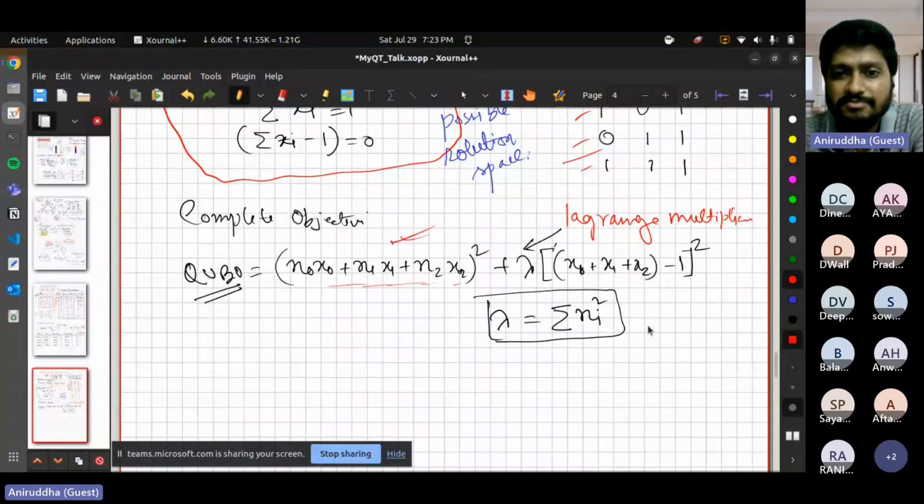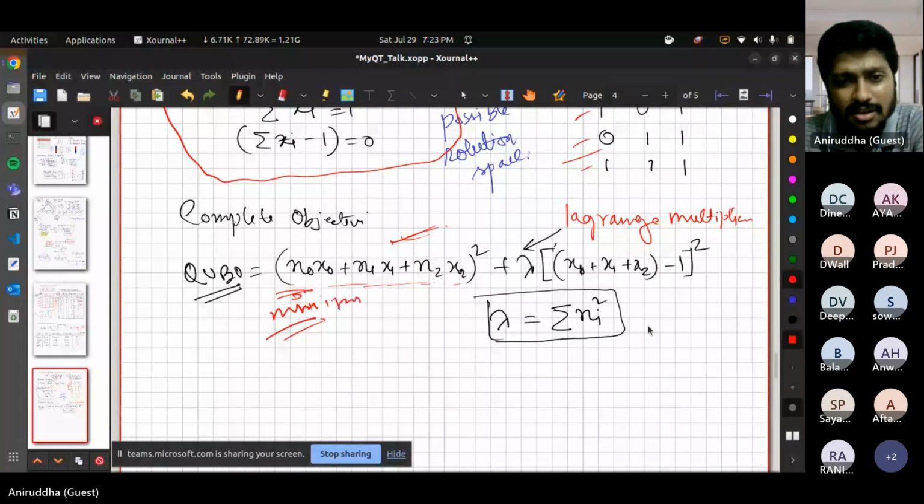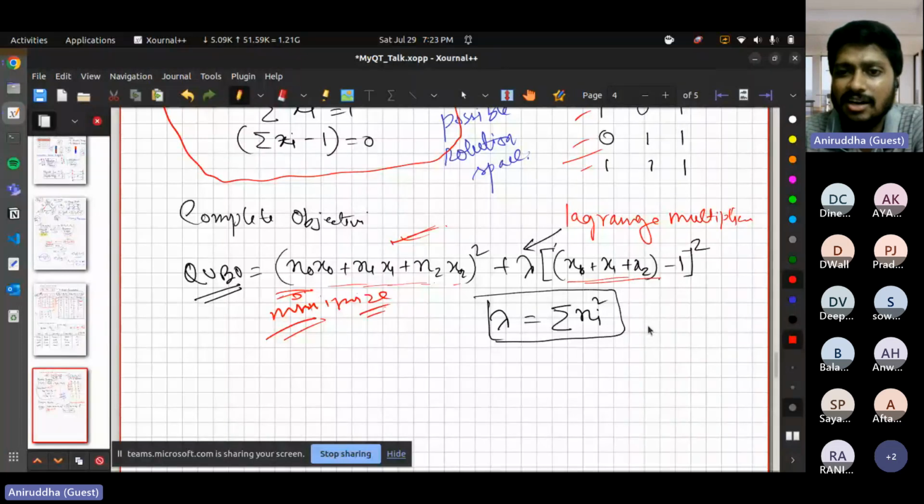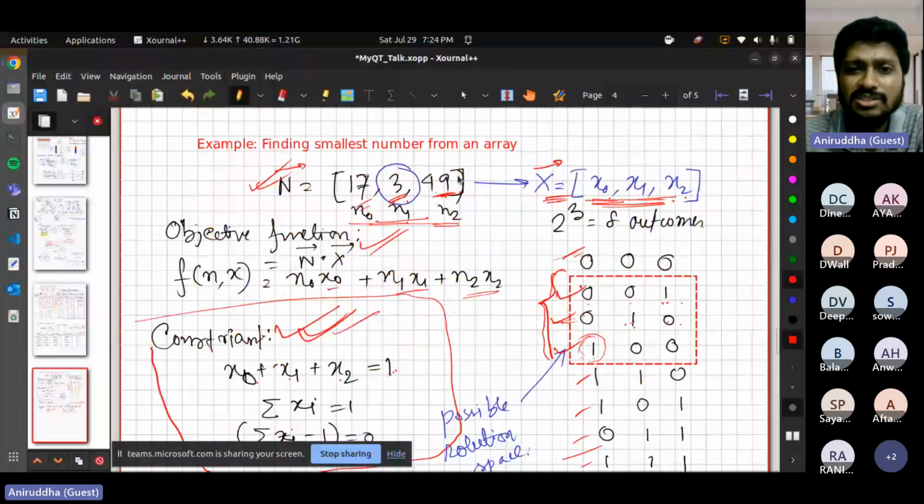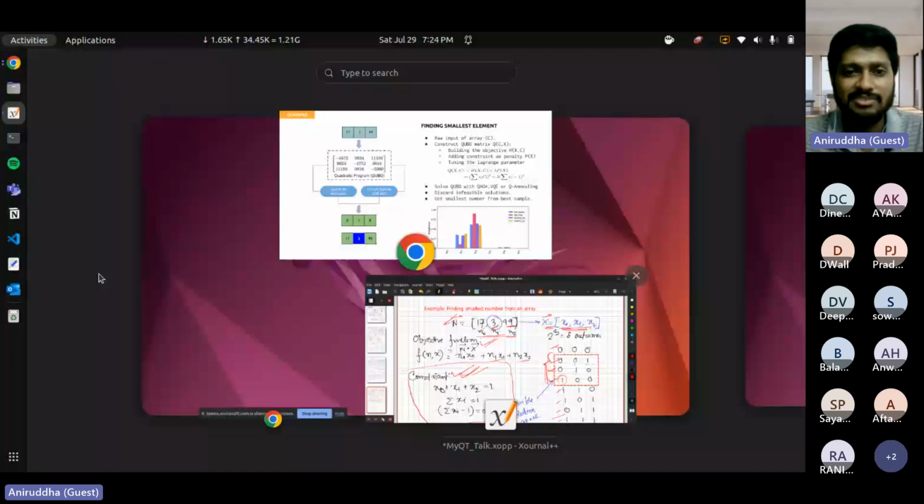So this is the first objective, which is something that we want to minimize, and this is the constraint. To add the constraint, we have added a Lagrange parameter, which is basically to tune the strength of the constraint. Now this is a kind of ad hoc approach. For my problem, I'm considering the value of the Lagrange parameter to be equal to the summation of the squares of the individual terms available in this array. If you do this, we get this objective function, this QO.